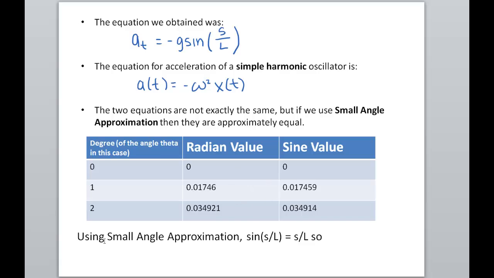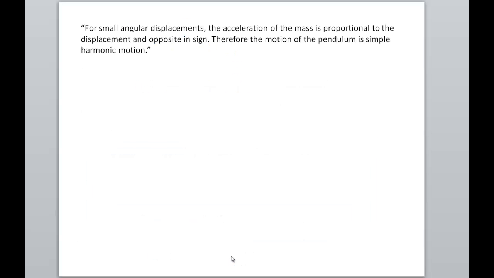As you can see, these values are really close to each other. So if we use small angle approximation, then instead of negative g sine s over L, we can say a of t is equal to negative g s over L. If we recall from our previous slide, we got negative g sine of s over L is equal to negative g s over L using small angle approximation.